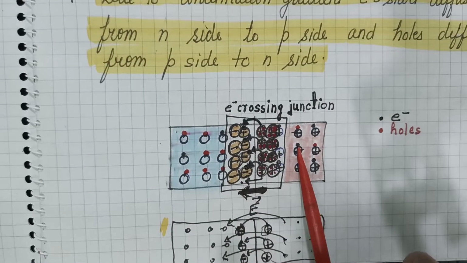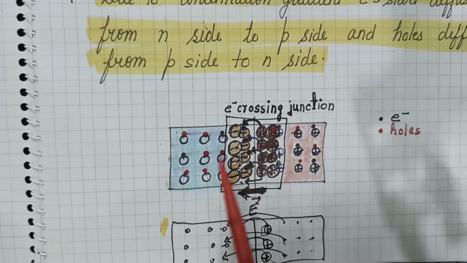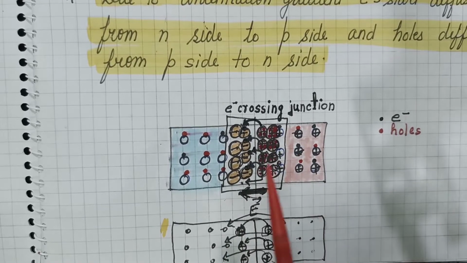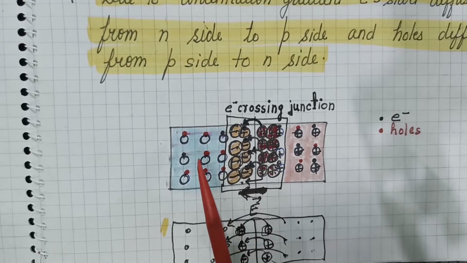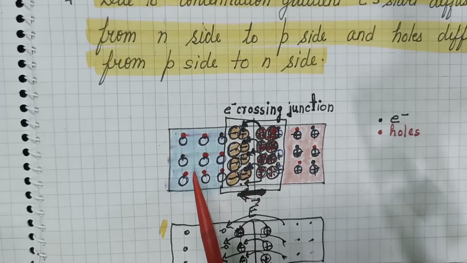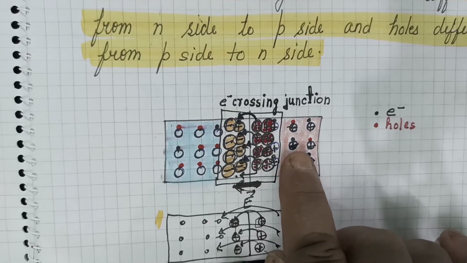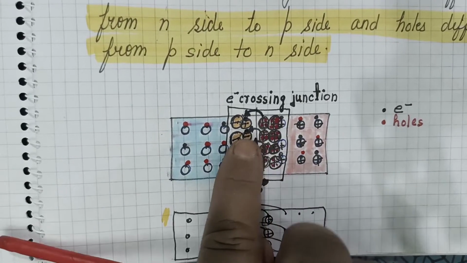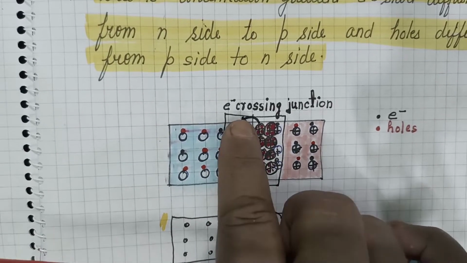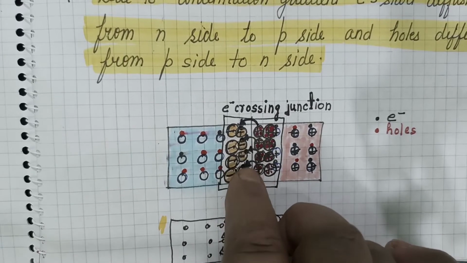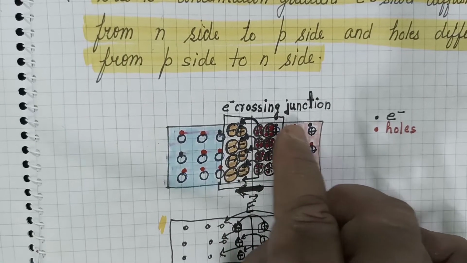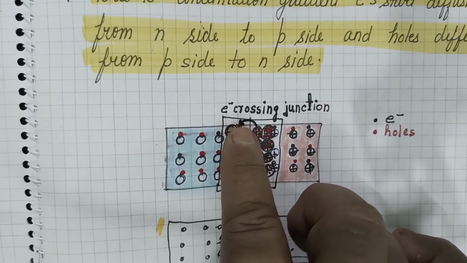Actually, there are two regions, one where electrons are more and another where holes are more. So electrons start moving from the higher concentration region to the lower concentration region. When electrons reach the lower concentration region, they meet the holes, and holes are like lower energy seats. So electrons recombine with the holes and want to get settled.